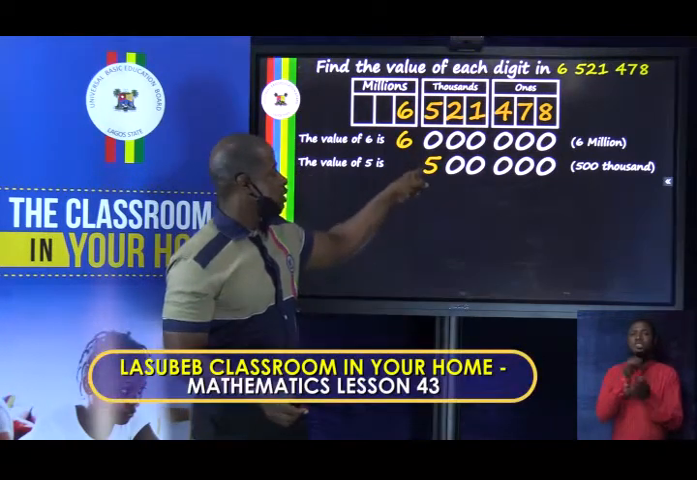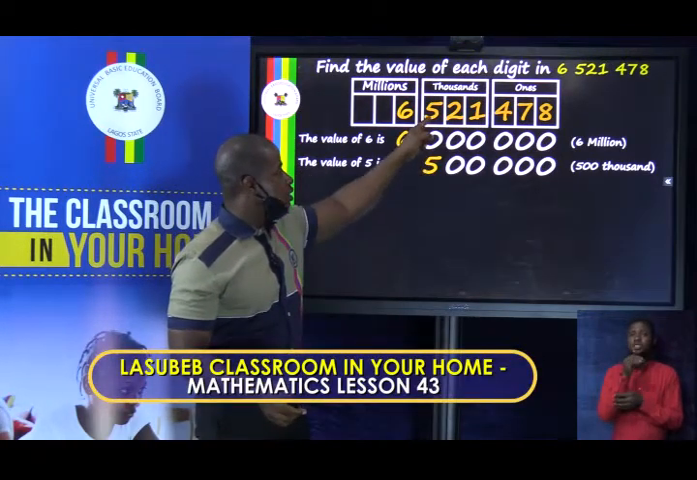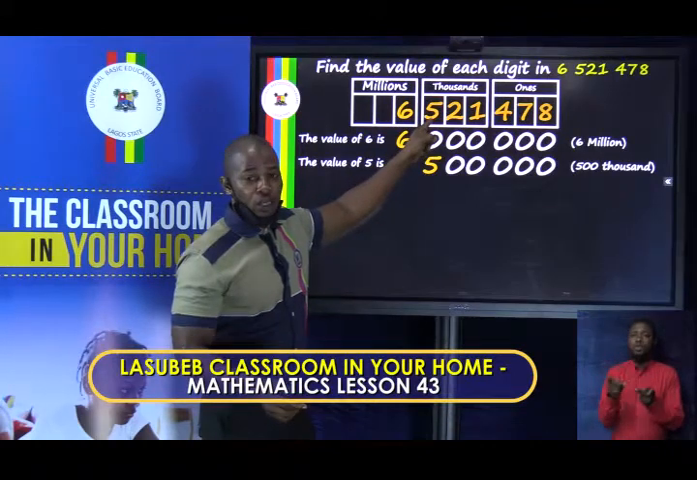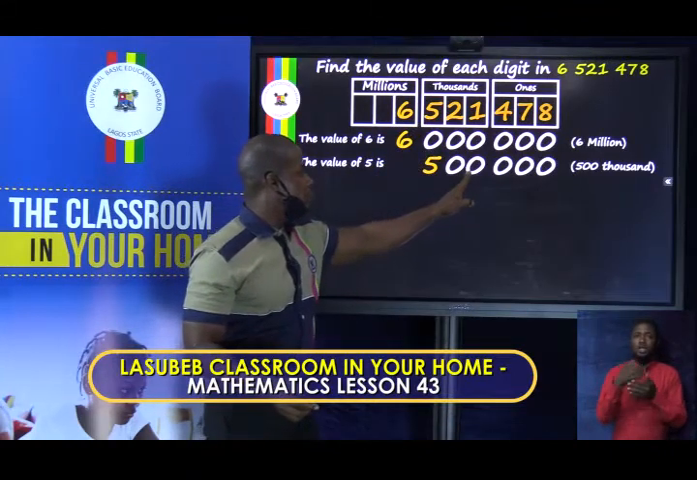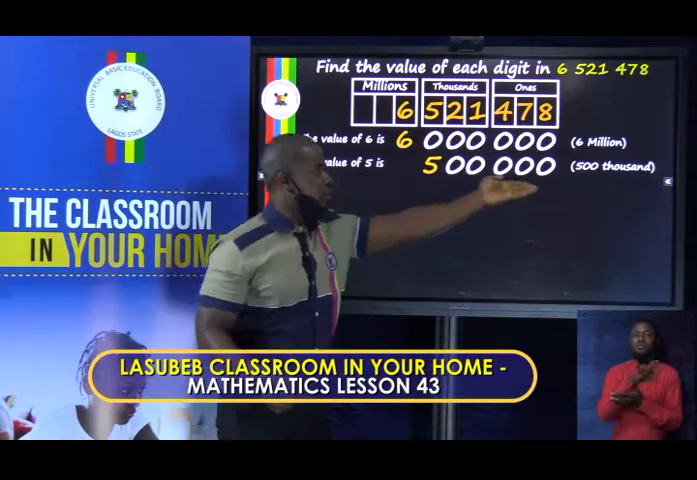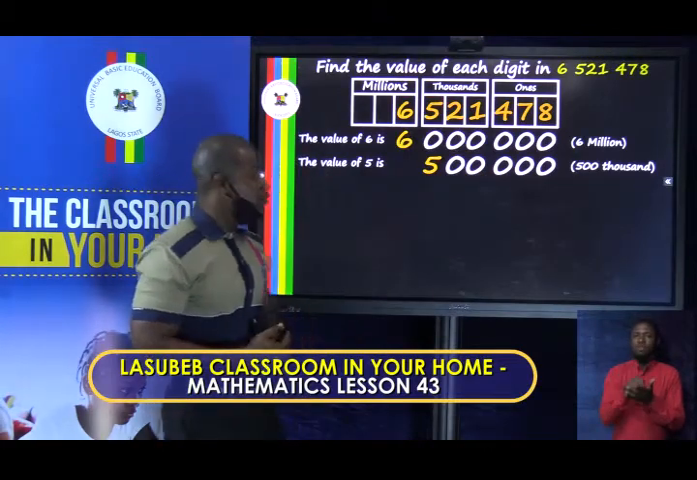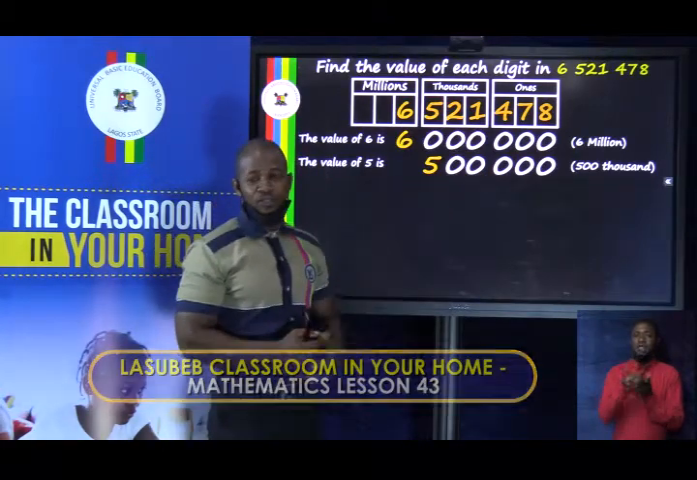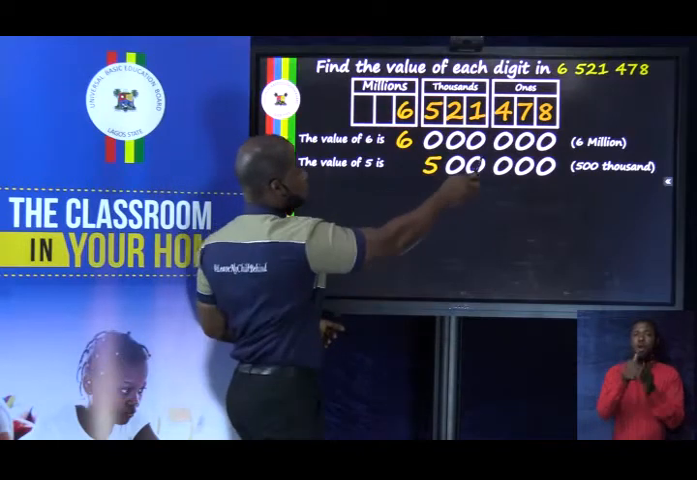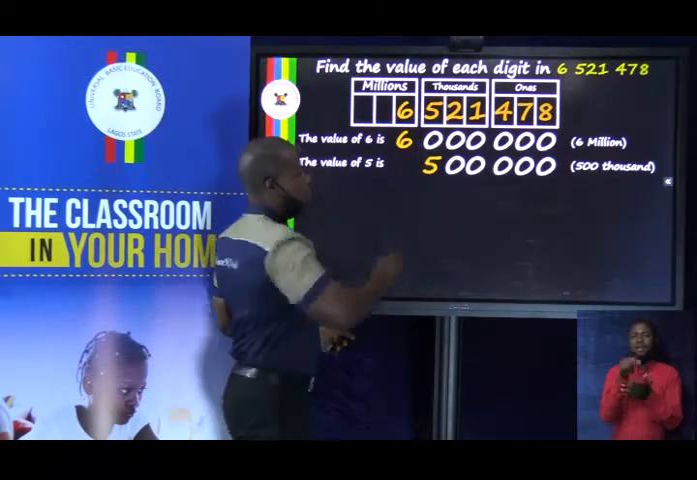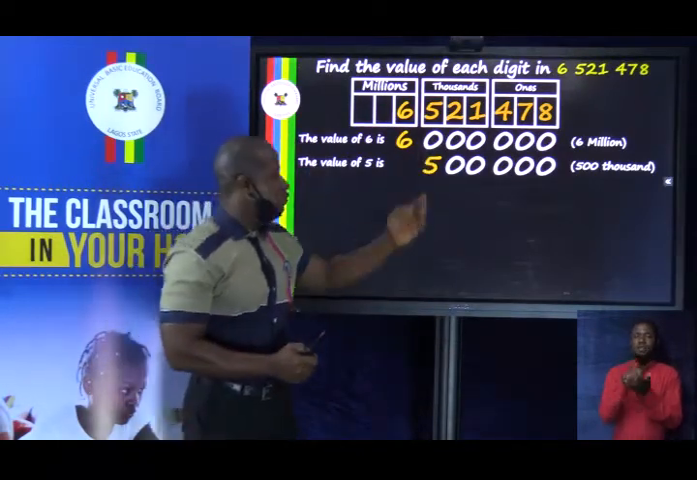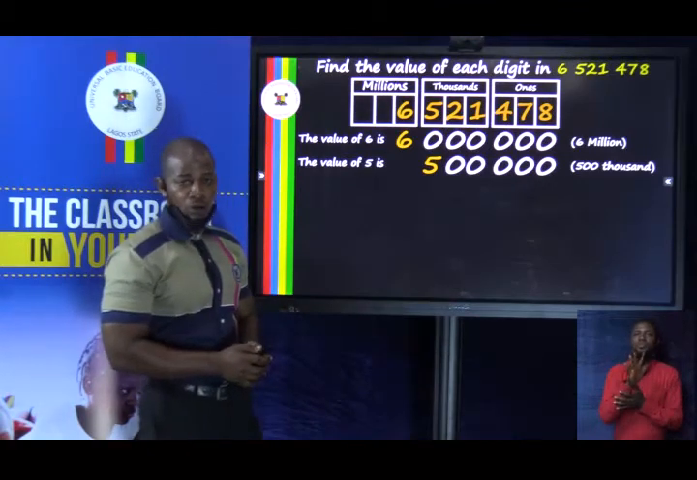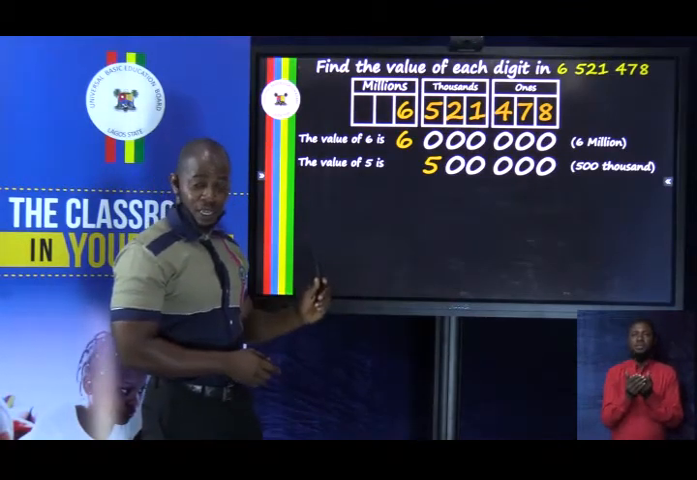You don't say 5,000. This is not 5,000 because it's in the 100 position on the 1,000. So you say 500 on the 1,000. So it's 500,000, not 5,000. Because if you were to build houses, this 500 will be on the 1,000. Okay, so you say 500,000 is the value of 5. It's very easy, isn't it?